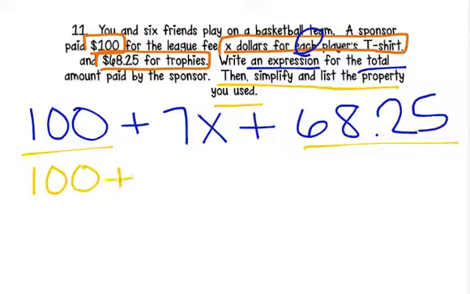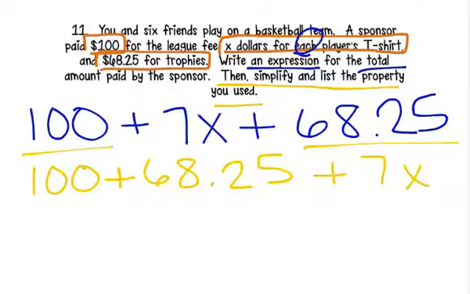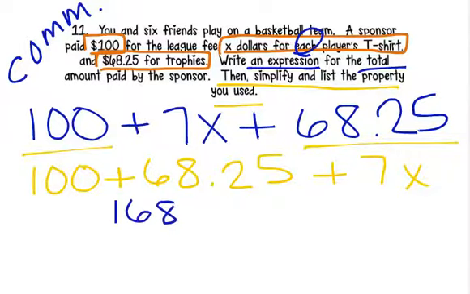So let's write 100 plus 68.25, and then you have your plus 7x. So which property would that be when you move the numbers around? If you said commutative property, you're right. So somewhere write that commutative property is what you used. Okay, and then 100 plus 68.25 should be 168.25, and then you have your plus 7x.